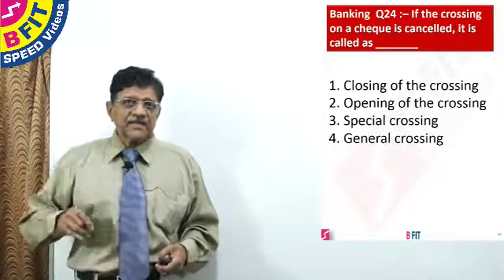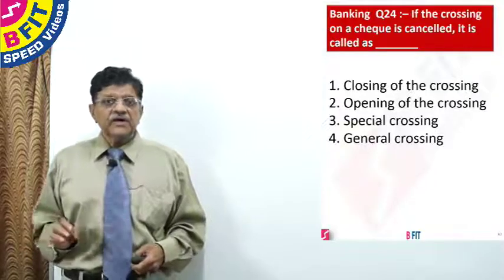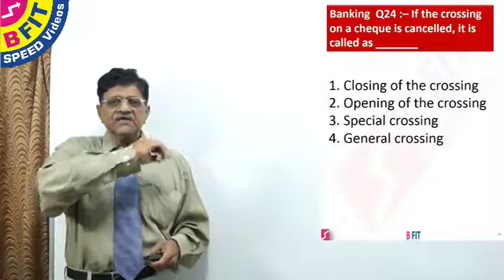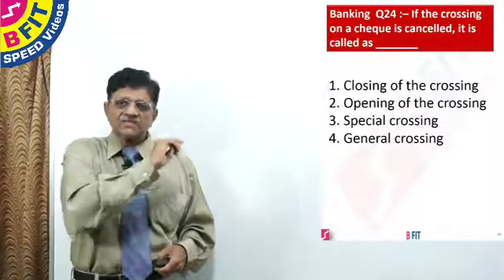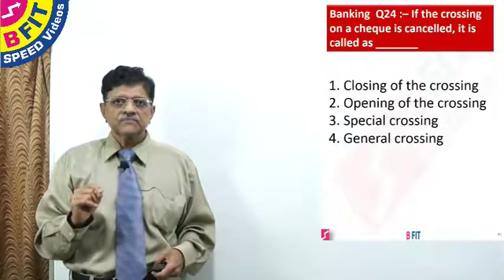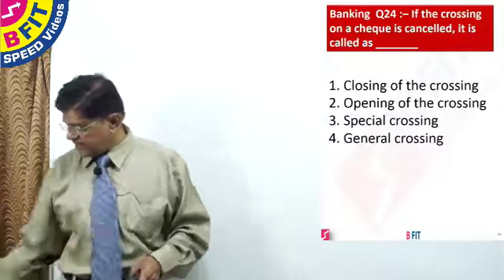Now what the drawer, namely here Ranganayaki, can do is cancel the crossing. How will they cancel the crossing? They will put two lines across the crossing and then write, crossing cancelled, pay cash. This is how it will be written. I will write it.